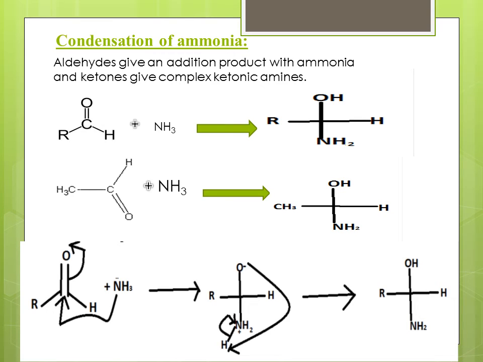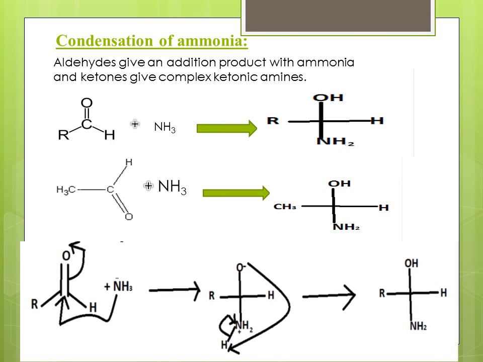So here we are taking an aldehyde and doing the reaction with ammonia. In general, if you take an aldehyde as RCHO and treat it with ammonia, you get this addition product. It can be an aminol. And if you take acetaldehyde and treat it with ammonia, again you get the respective addition product.